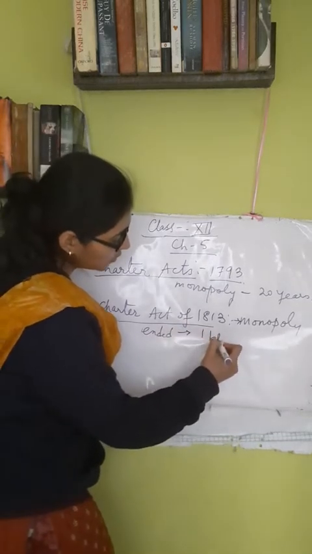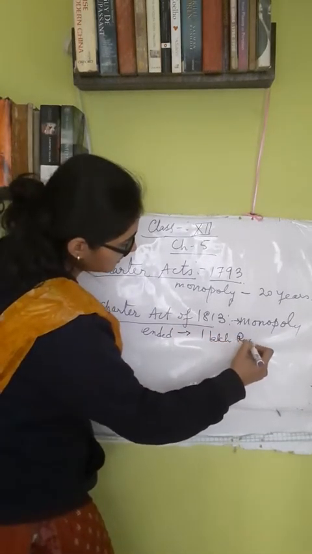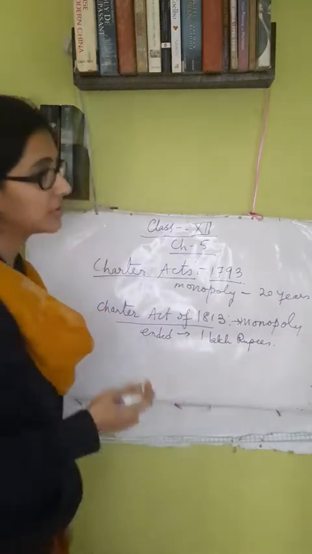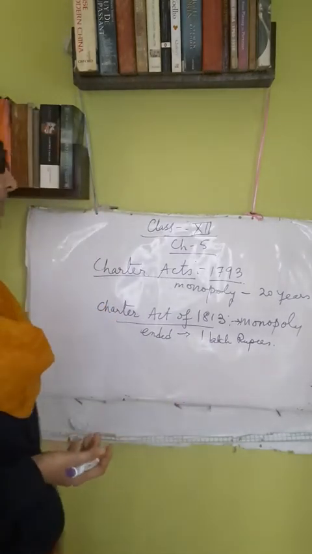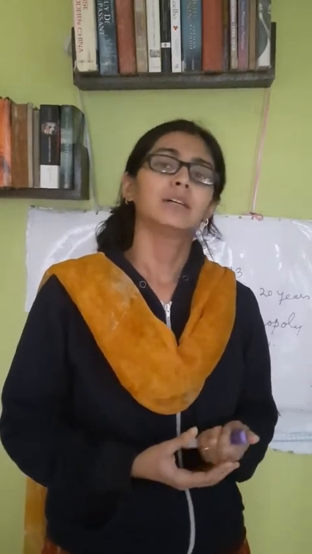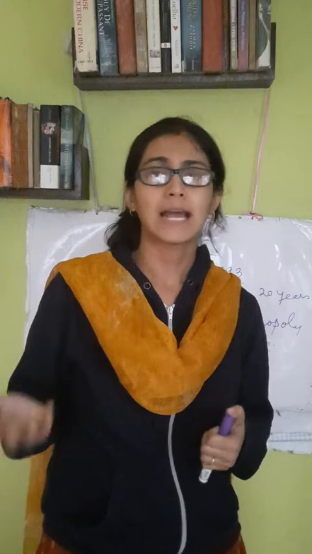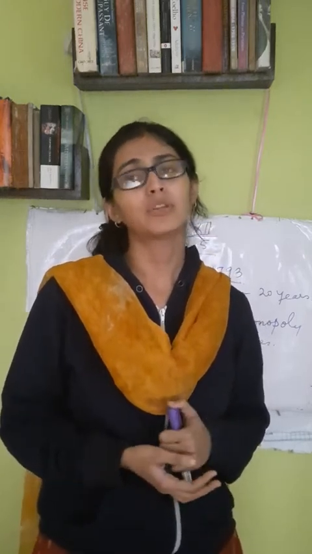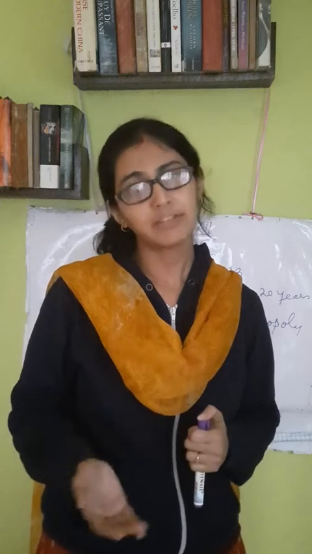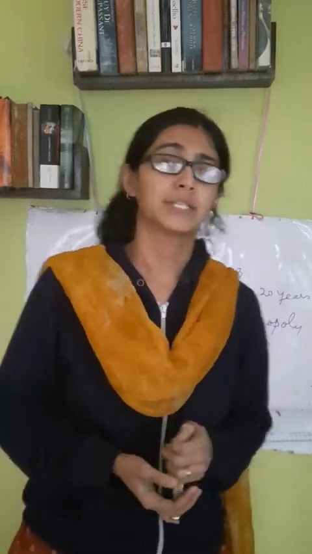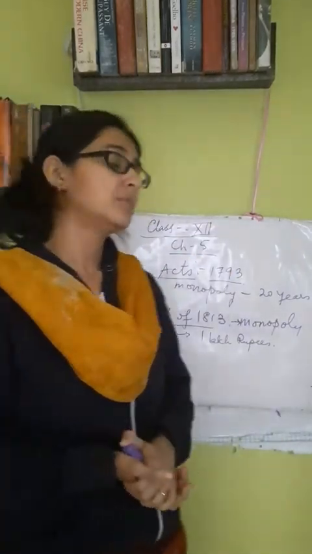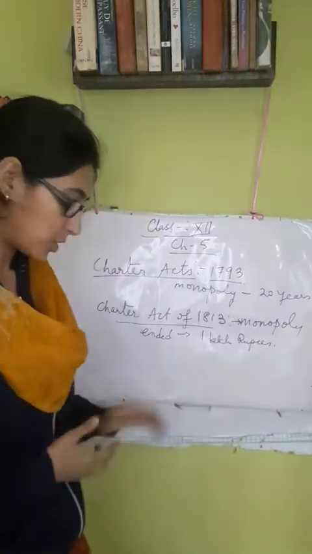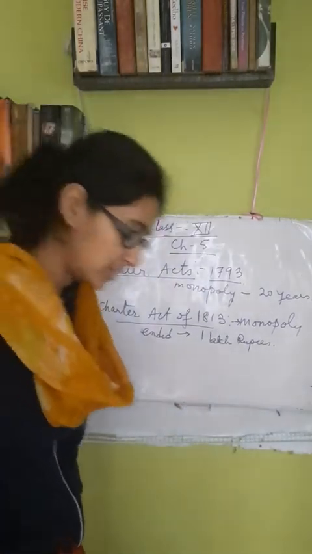And apart from this, we see that 1 lakh rupees was granted for Indian education. By this Charter Act, the English East India Company wanted to spread education in India, and they gave a grant of 1 lakh every year. They said that this amount will be given for Indian educational development. These are the two most important points of the Charter Act of 1813.